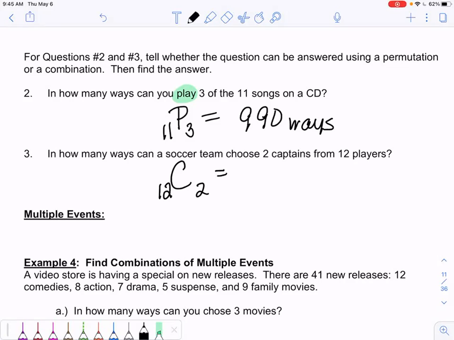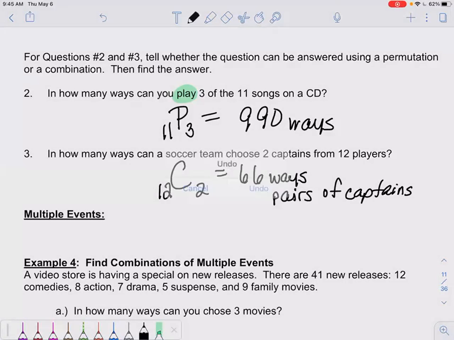What did you get for this one, Bill? We could say 66 ways or 66 pairs of captains. That one is a combination, because we're just choosing 2 captains. And again, they're both captains, so they could be co-captains. So that would be a combination.